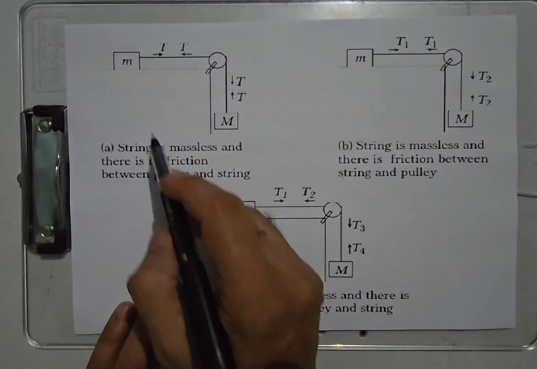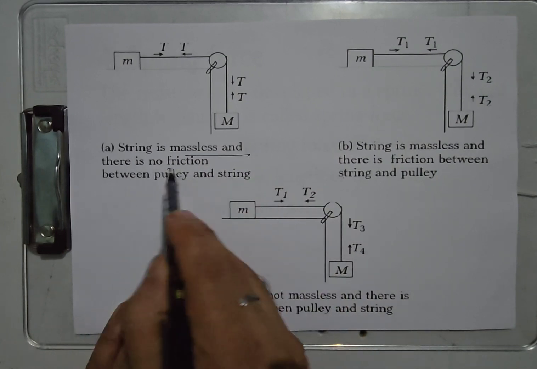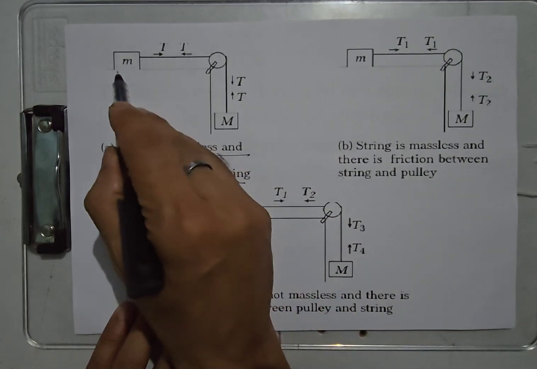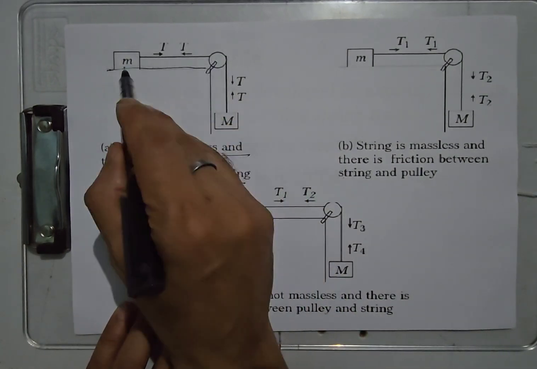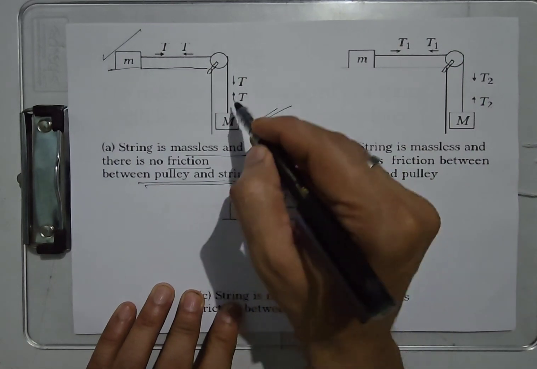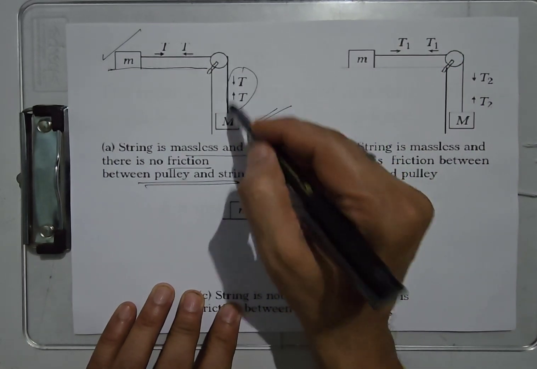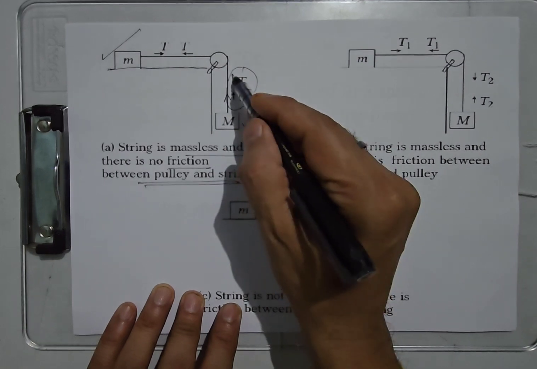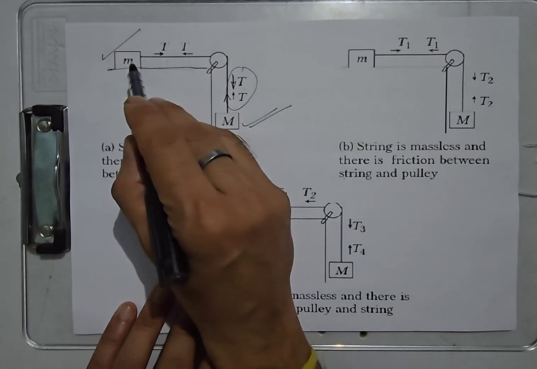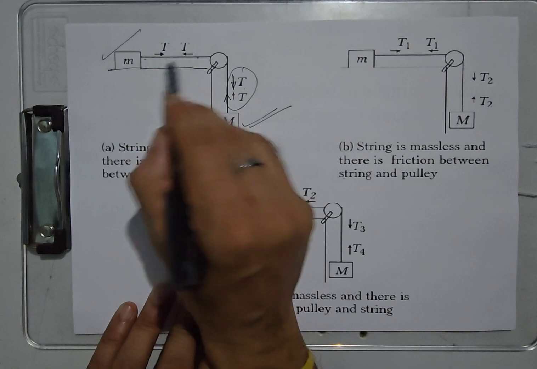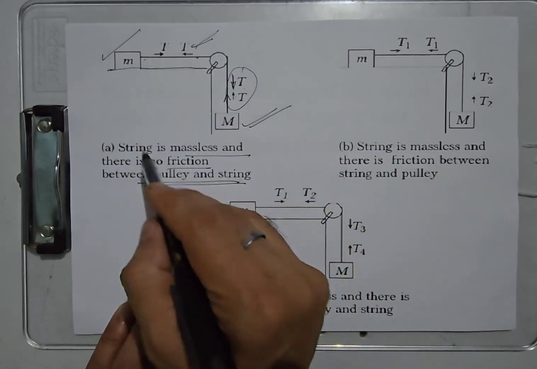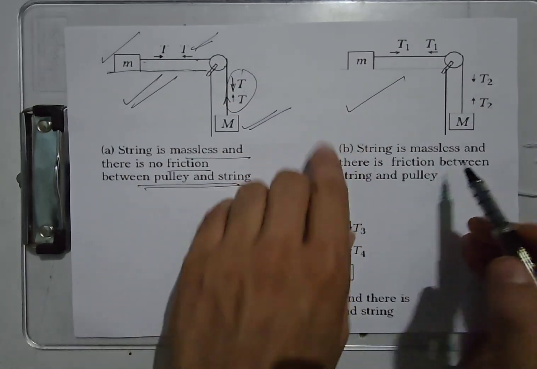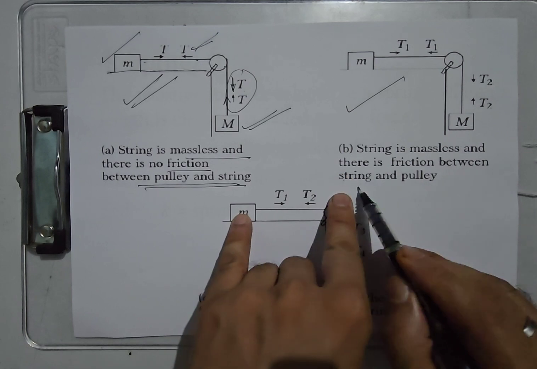There is another example of a string which is massless, and there is no friction between the pulley and string. There is no friction between mass and pulley. So this is M and this is another capital M. This would be experiencing tension in opposite directions, because due to the mass the tension is in the upward direction, and due to the pulley the tension would be in the downward direction. Similarly, between this small m and this pulley there would be tension in this string. So these are other examples. For example, in this case also, the string is massless and there is friction between string and pulley.